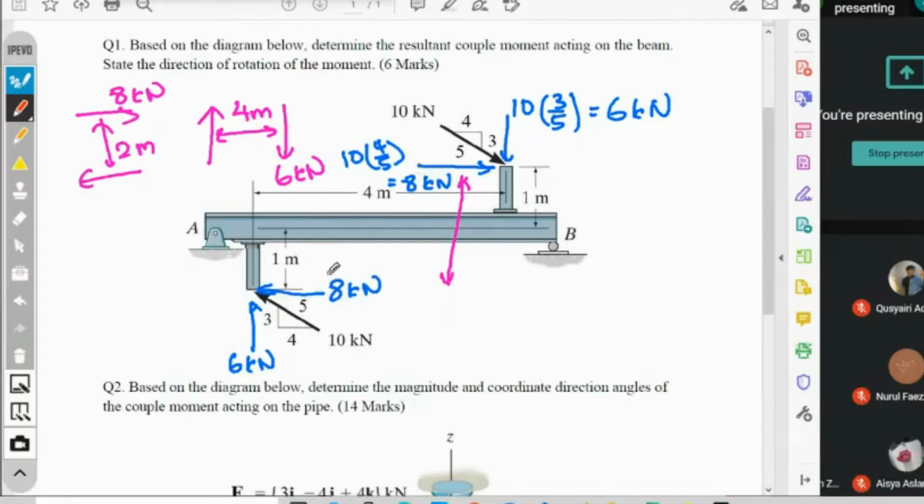So we have established the two sets of couple. One is the set for the horizontal, which is 8 kilonewton. One is the vertical force, which is 6 kilonewton. From here the rotation should be clear. You can imagine the rotation to be clockwise for this one, and in this case it's also clockwise. So when you add them together it will be clockwise as well. You might want to just use summation of moment, with clockwise as positive.